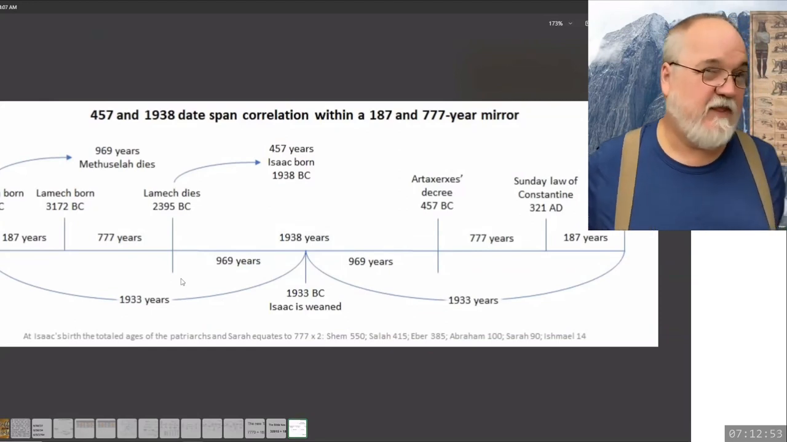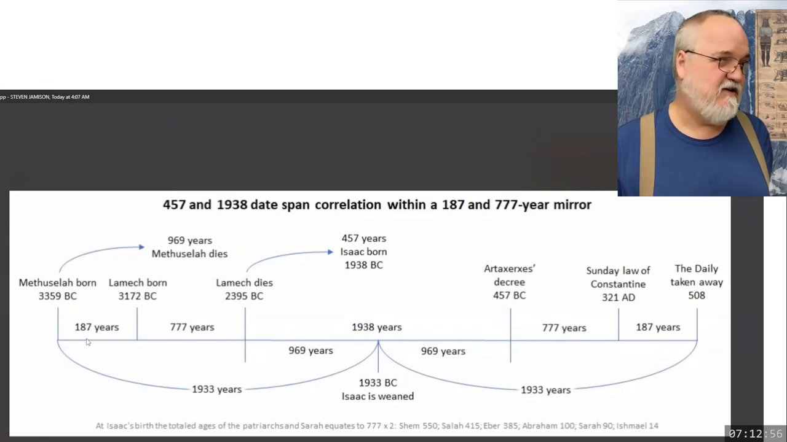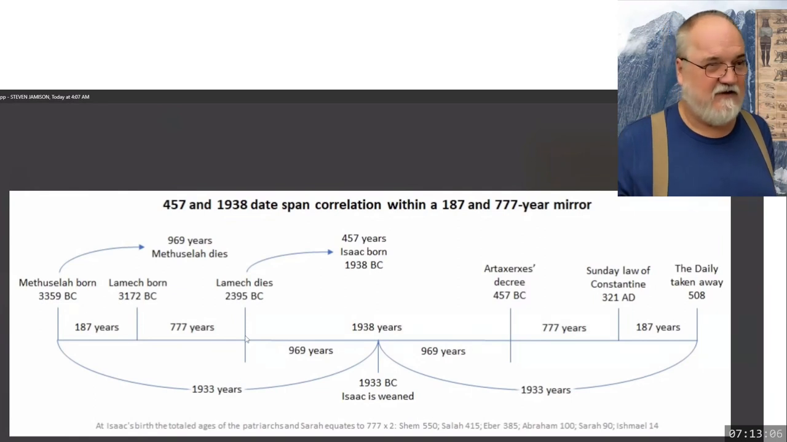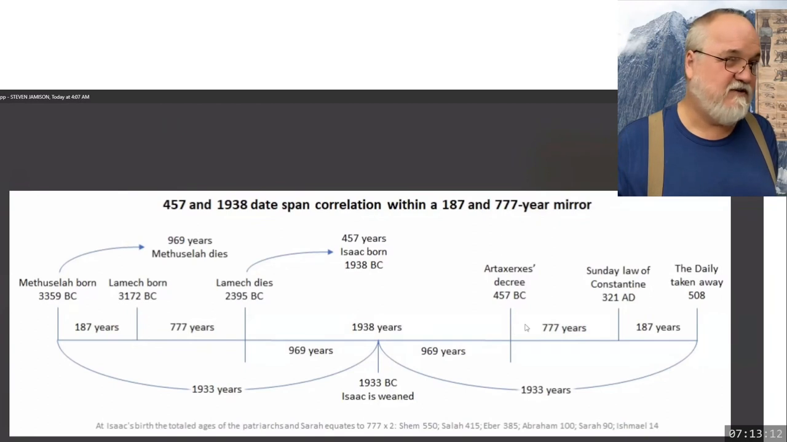And so we have, for instance, here, from Methuselah being born to Lamech being born, 187 years, and then 777 years to Lamech dying, right? And so Stephen has done this before, where he took from Artaxerxes' decree to the Sunday law of Constantine. This was discovered on December 25th, 2021. And then there's 187 years to the daily being taken away. So you can see this mirror. And then there's 1938 years in between when Lamech dies and Artaxerxes' decree.